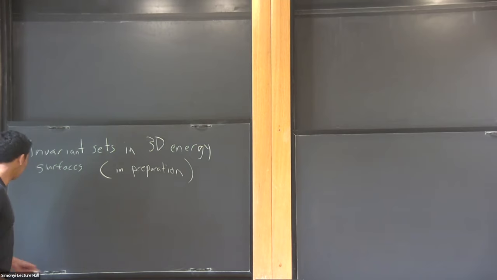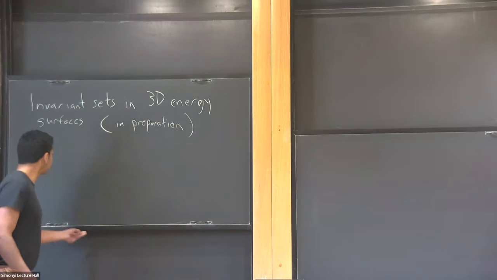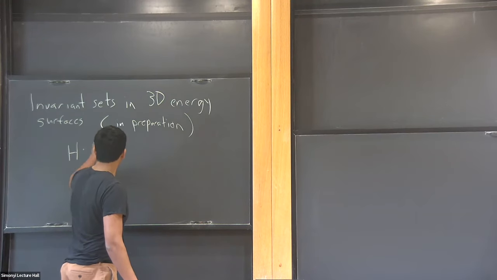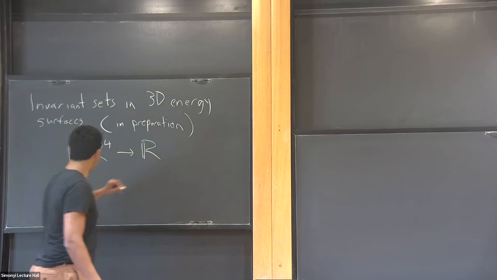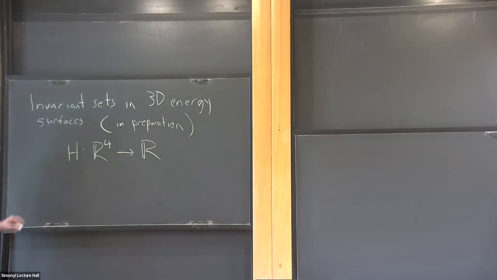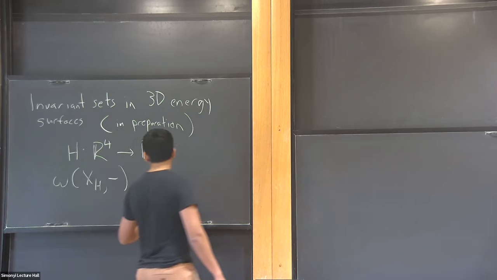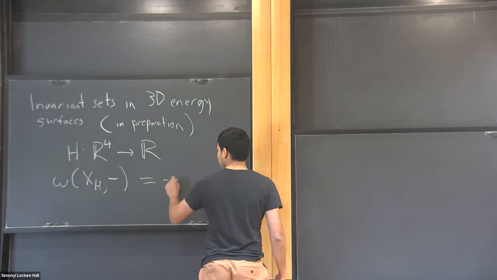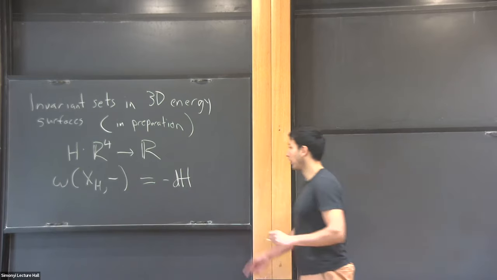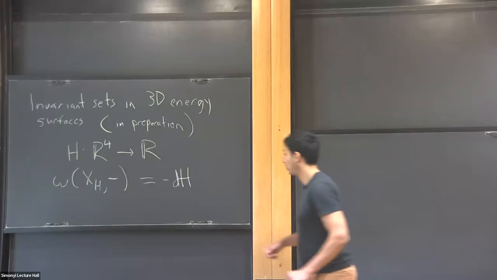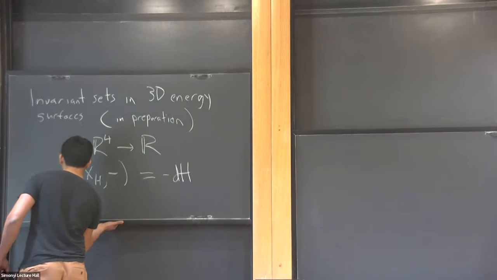So I'm gonna talk about Hamiltonian flows in R4. I'm gonna fix some smooth function H, R4 to R. And there's an associated vector field, which we call X sub H, which is completely defined by this equation. When you plug it into the symplectic form, you get minus dH.